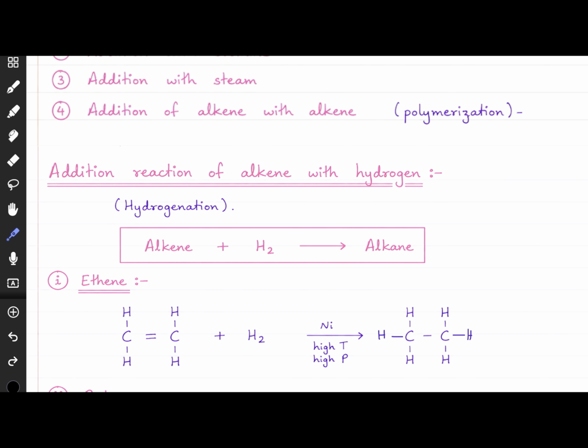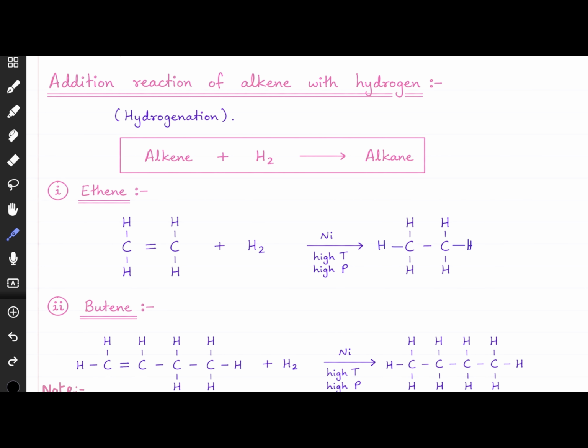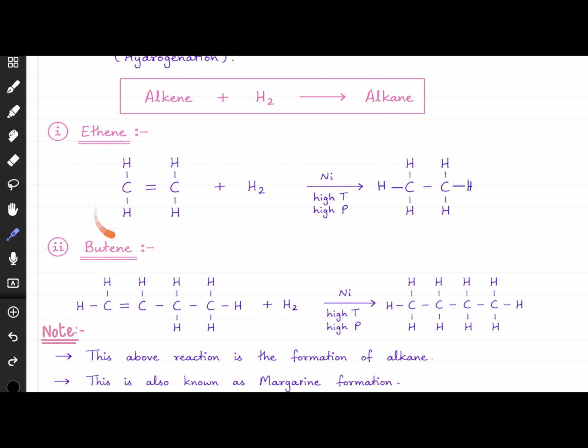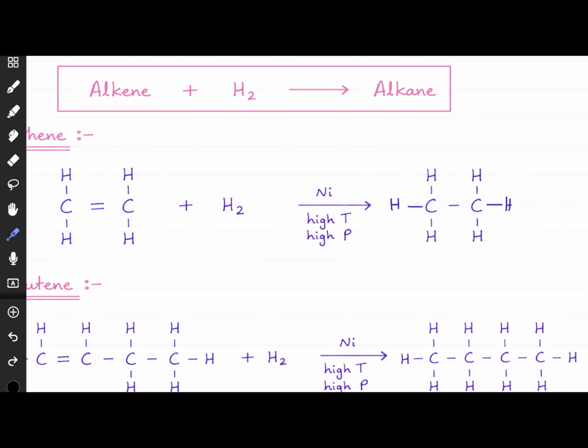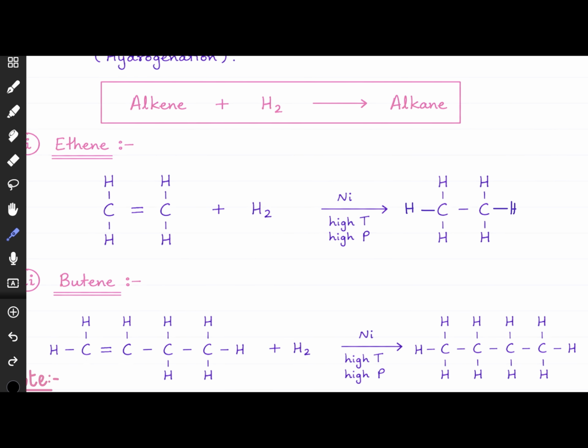So now the first addition reaction of alkene is with hydrogen, which is also known as hydrogenation. In this reaction, an alkene reacts with H2 hydrogen to form an alkane. For example, look here, it is ethene that reacts with hydrogen in the presence of nickel, which acts as a catalyst here. And a catalyst is actually a substance that increases the rate of reaction, allows the reaction to become faster.